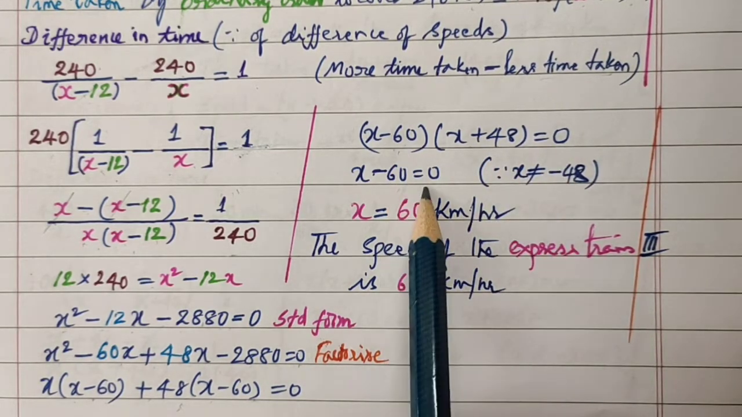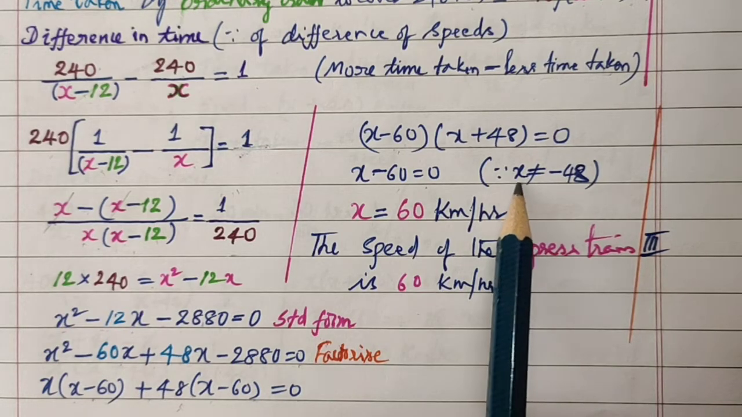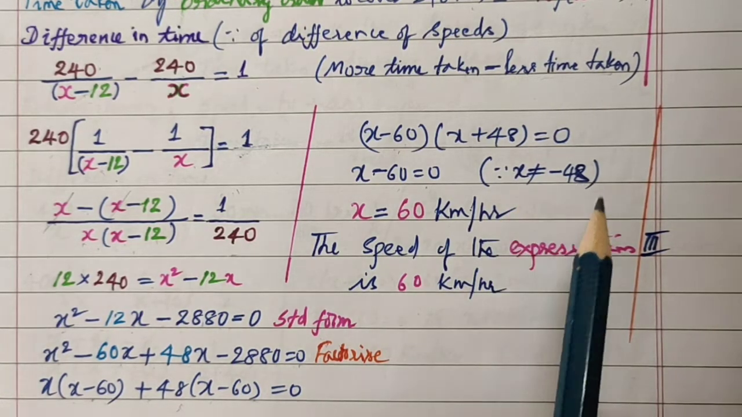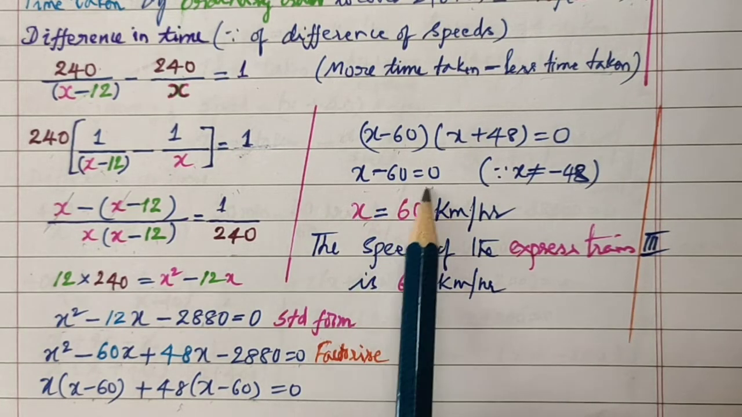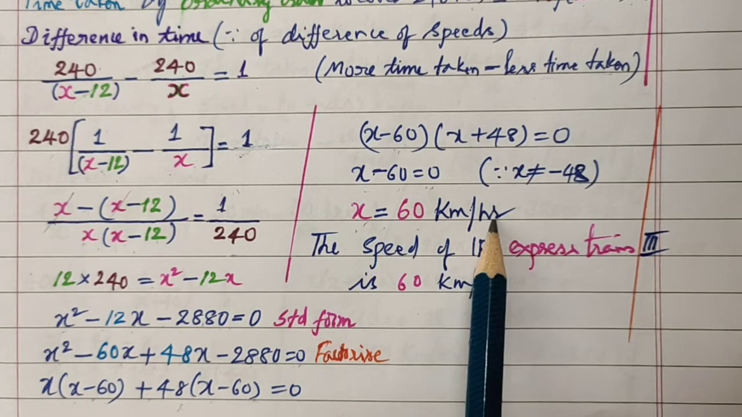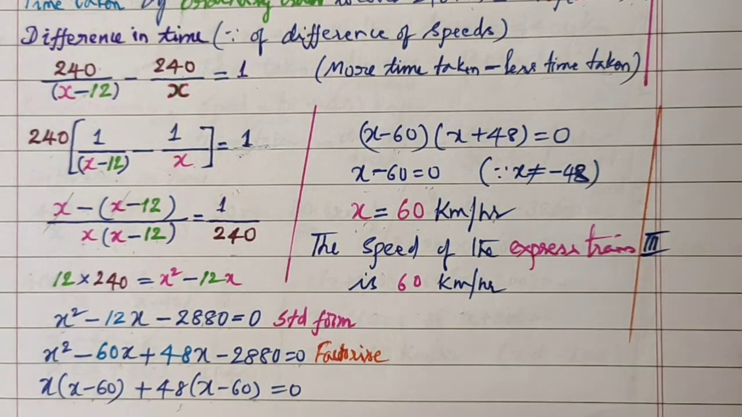X minus 60 is equal to 0. So we are rejecting x is equal to minus 48 as the speed cannot be negative. Then we take x is equal to, when you equate this to 0, x will become 60 kilometers per hour. The speed of the express train is 60 kilometers per hour.